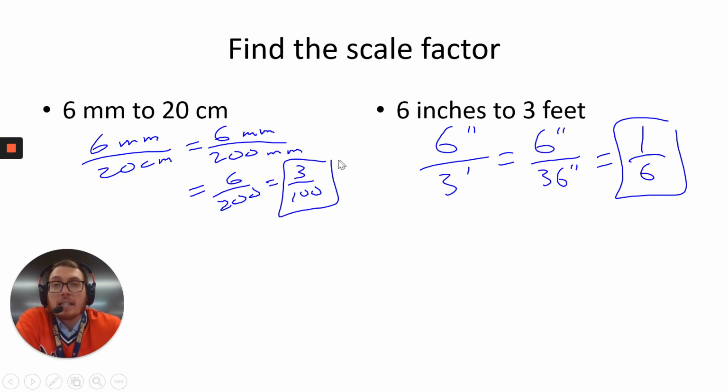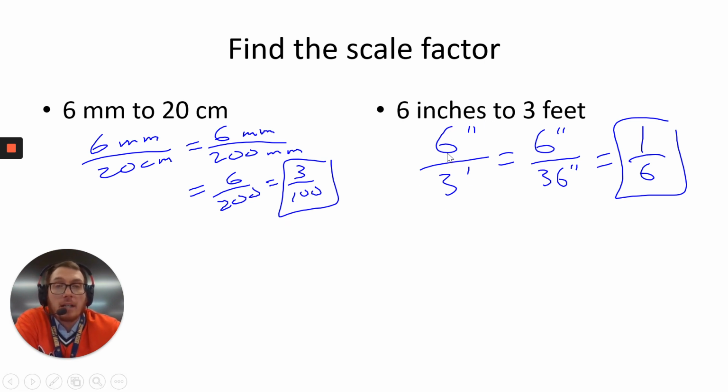The next one is finding scale factor. Now, scale factor, remember, is the scale is 6 millimeters to 20 centimeters. The scale factor then gets rid of the units. So the units here are millimeters to centimeters. I'm going to change the centimeters to millimeters by multiplying by 10, because there's 10 millimeters in every 1 centimeter. That gives me a ratio or a scale now of 6 millimeters to 200 millimeters.